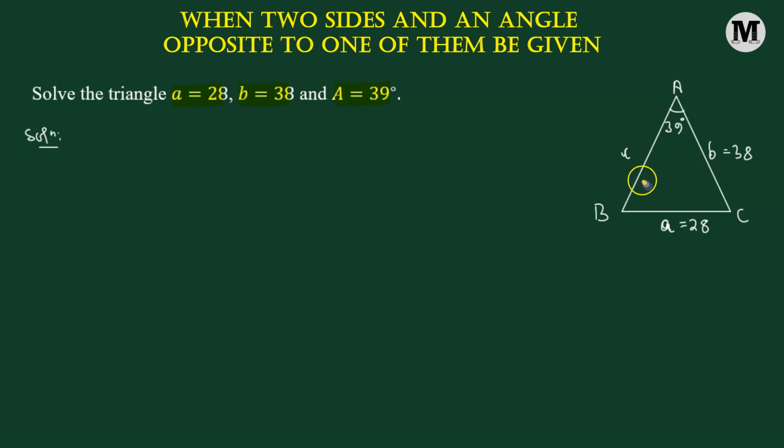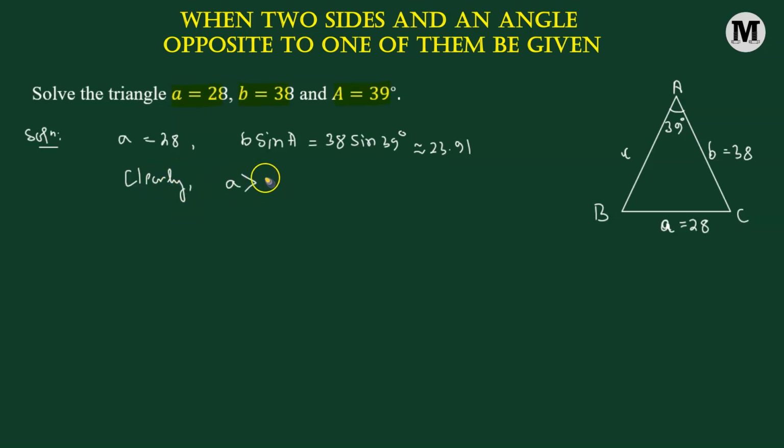Okay, now in this triangle, we are going to first consider the side that is opposite to the given angle, 39 degrees. So we consider a here, which is 28. Let's keep it to the side for the time being. Next, we consider the other side, b, and multiply it by sine of the angle that is adjacent to that side, that is angle A. So b times sine A. Let's compute this value: 38 multiplied by sine of 39 degrees. We substitute this into our calculator, and that should give us 23.91 approximately.